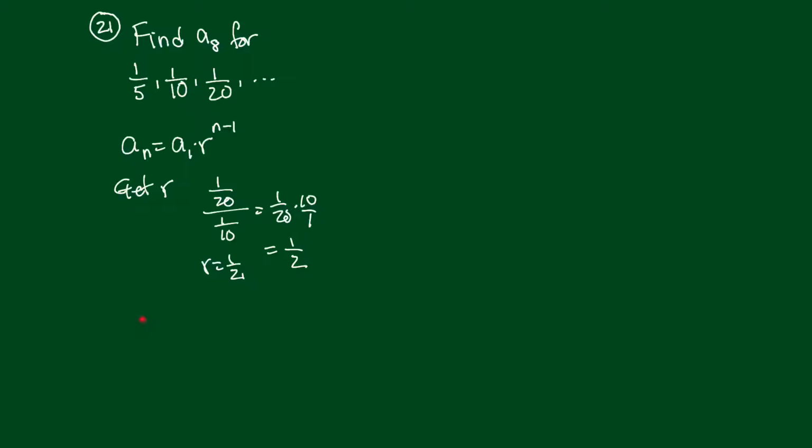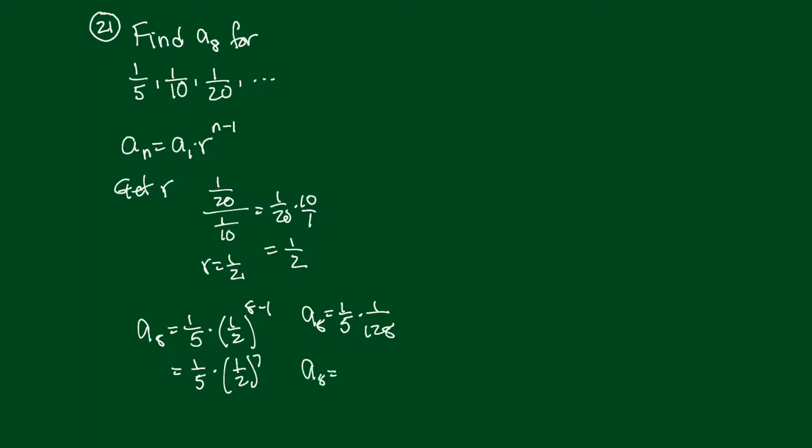All right, so what do we get here for a sub 8? A sub 8 is going to be a sub 1, which is 1/5, times r, which is 1/2 to the 8 minus 1. So this is 1/5 times 1/2 to the 7th. I'll do it right over here. So a sub 8 is equal to 1/5 times, this is 1 over 128. And now I'm going to get a sub 8 to be 1 over, now 5 times 128 is 640.